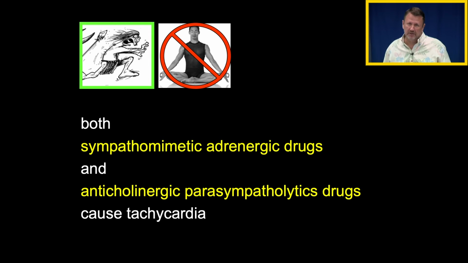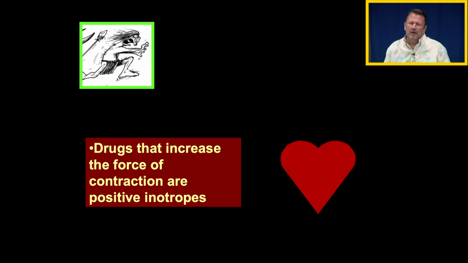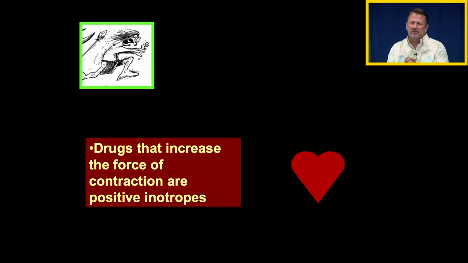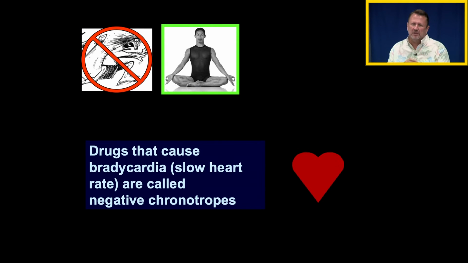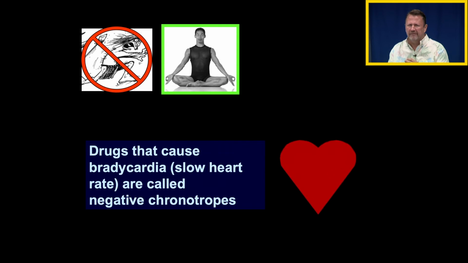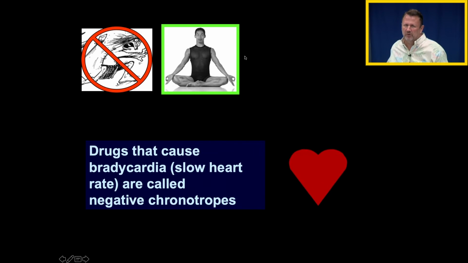Sympathomimetic drugs and anticholinergic drugs cause tachycardia. Positive chronotropes. Right? Drugs that increase the force of contraction are called positive inotropes. Ino from energy. Anticholinergic drugs are not really considered positive inotropes, so we got lucky on that one. Drugs that slow the heart rate down cause bradycardia. They're called negative chronotropes, and you might read about a negative chronotropic effect. Acetylcholine and cholinergic drugs have a negative chronotropic effect on the heart.